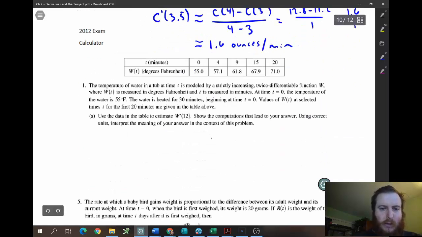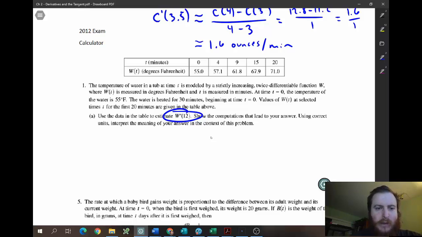Next one's very similar. We want to approximate W prime of 12, and then using correct units, interpret the meaning. So this one was the temperature of water in a tub, where W was in Fahrenheit and t is in minutes.